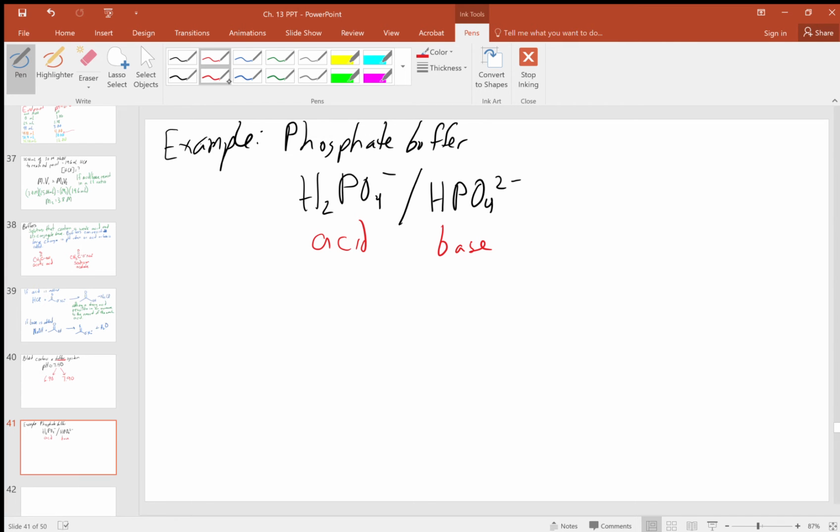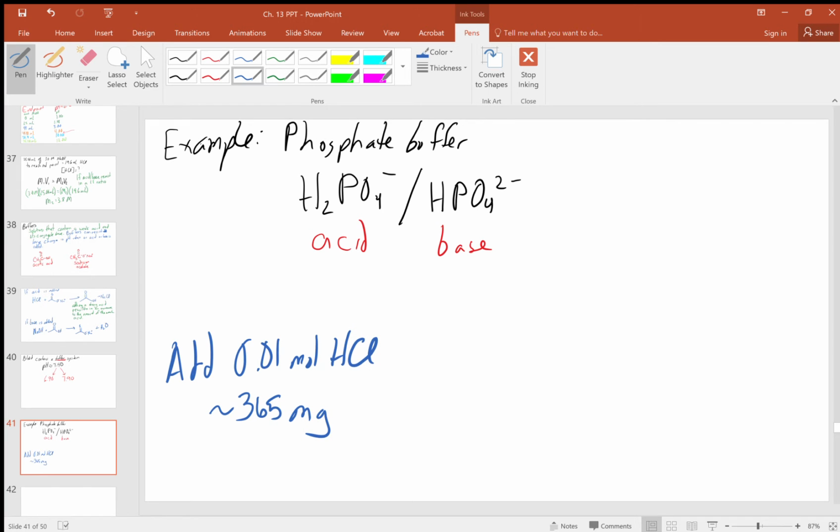So let's think about two situations right now. We're going to add 0.01 moles of HCl. Now, is that a lot? Well, if you calculate that out by mass, this is approximately 365 milligrams of hydrochloric acid. We're going to add it to two different things. We're going to add it to 1 liter of water. And we're going to add it to 1 liter of the phosphate buffer.